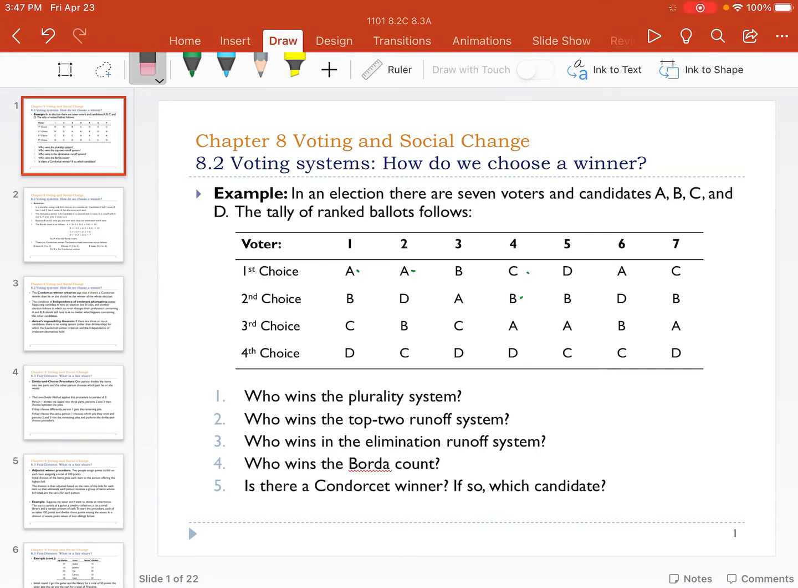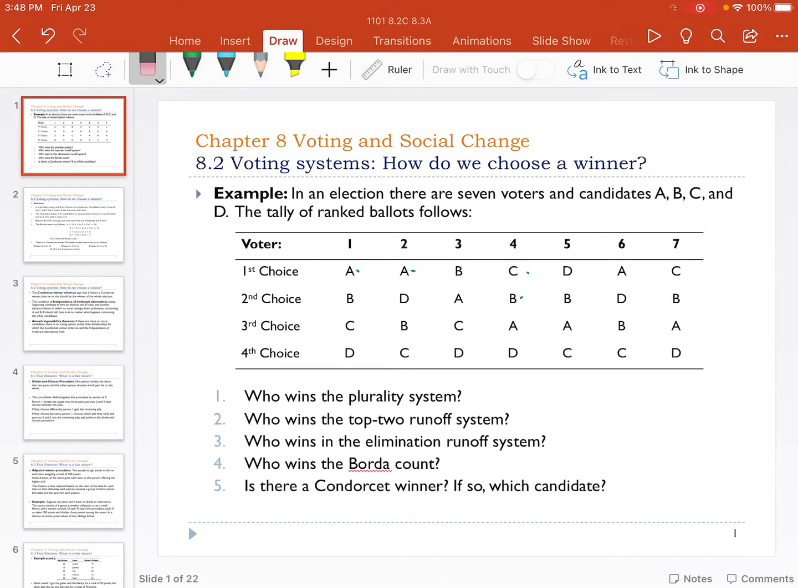But if you remember, we did get to the point where we had 7 voters in an election, no coalitions, 1 person each, and 4 candidates, A, B, C, and D. And the first one, the plurality system, is the easiest one. This is just first choice only.